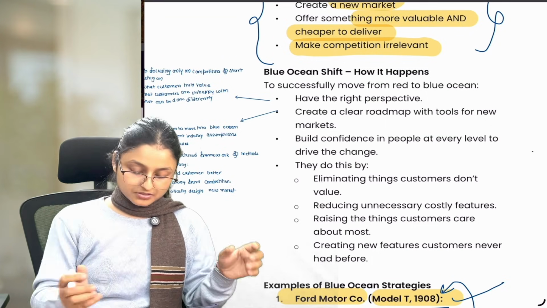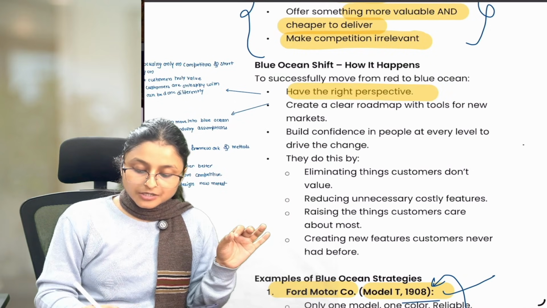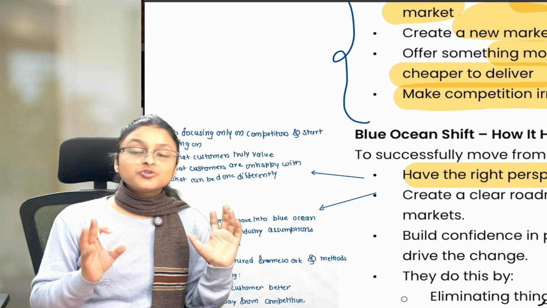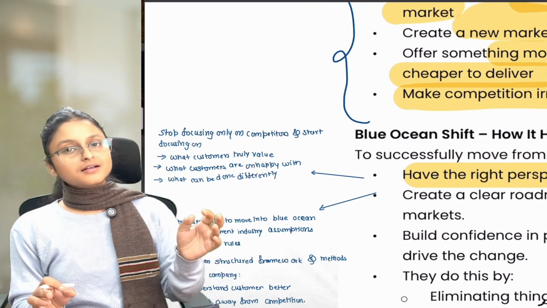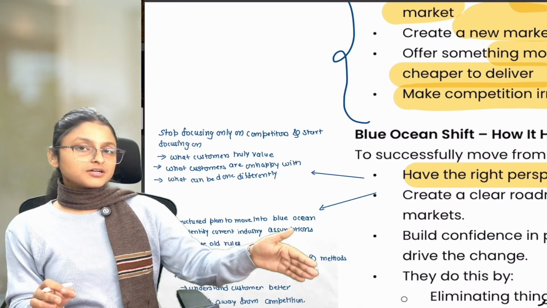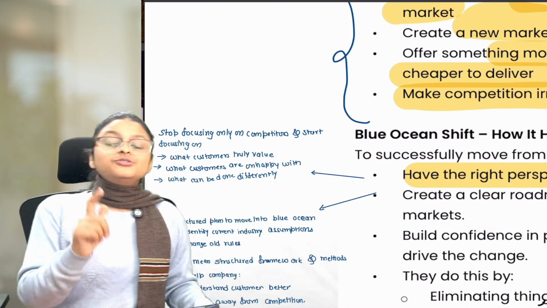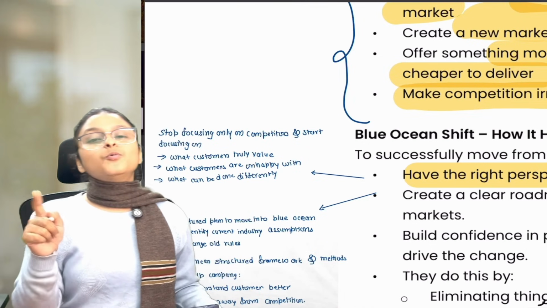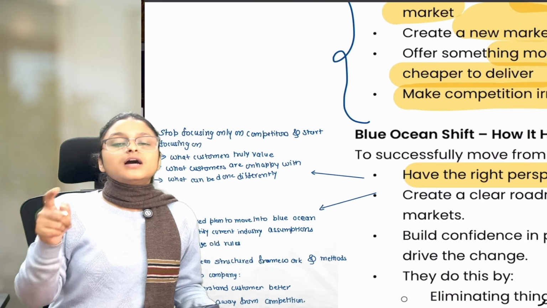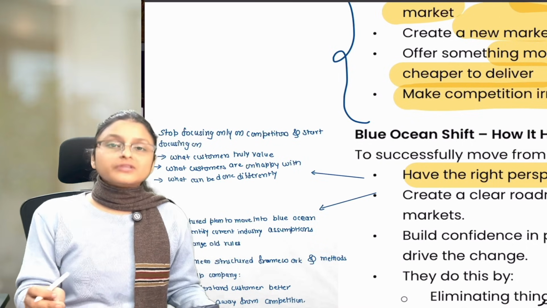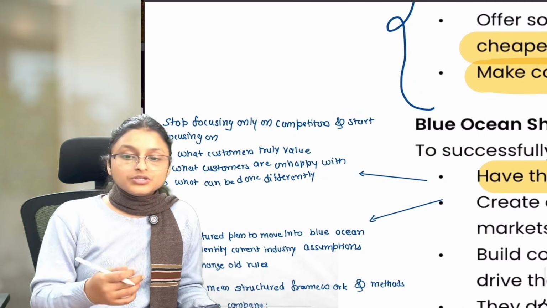Now, how does it happen? You need to first create a right perspective. What does right perspective mean? You need to change your focus area. Rather than focusing on the competitors, you need to focus on the customers. What problems they are facing, how we can make them happier, how we can provide something new to them. So this is something unique, right?